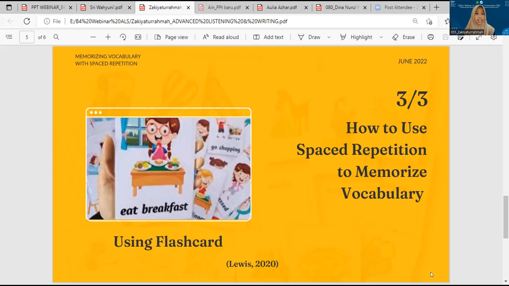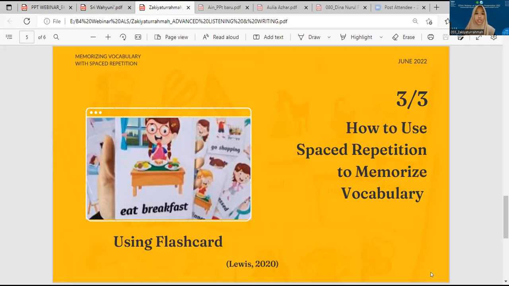All right, ladies and gentlemen, finally, the third section of my presentation is done. For the end, I would like to highlight that spaced repetition is the technique or way to repeat information so that you remember it effectively. This technique can be applied to all subjects because with this technique, students will more easily remember the lesson.